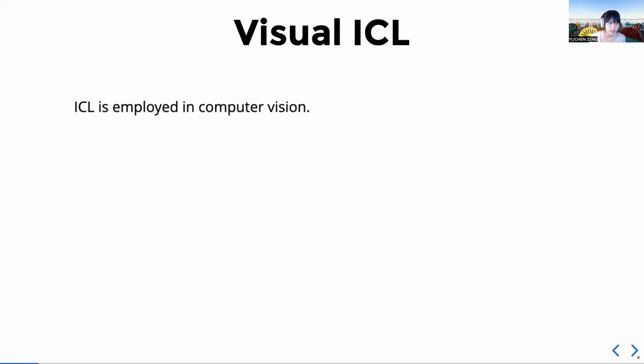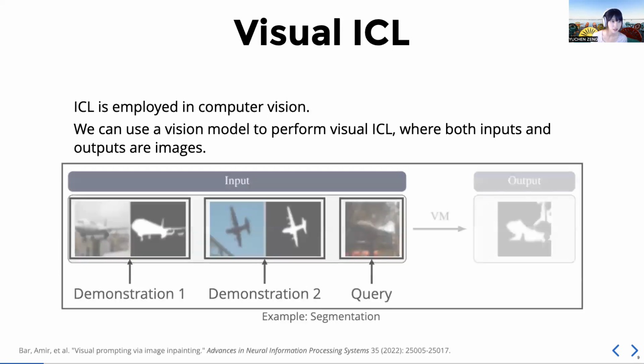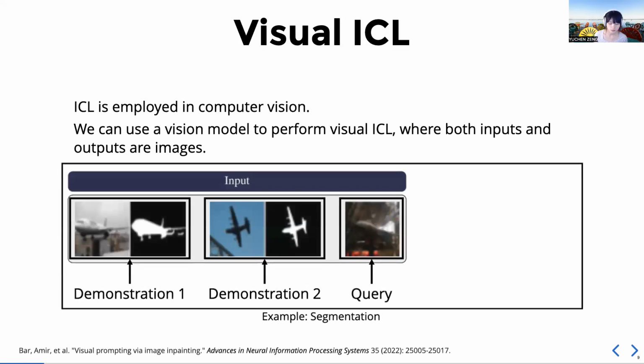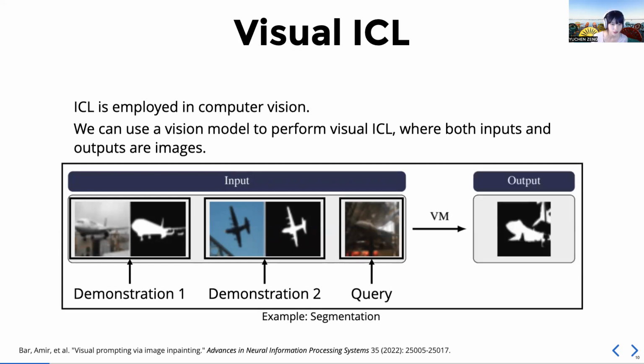In-context learning is also employed in computer vision, not just in text. We can use a vision model to perform visual ICL, where both inputs and outputs are images. Here we also provide demonstrations of segmentation, then give a new query, and we can use a visual model to perform this downstream task.